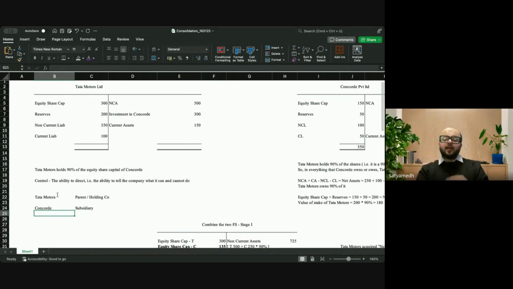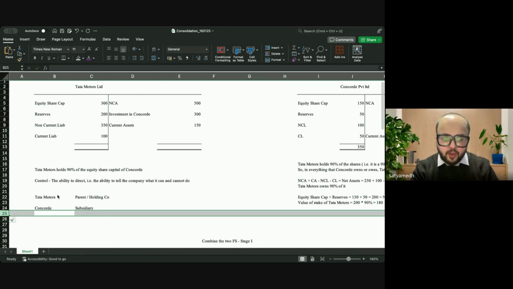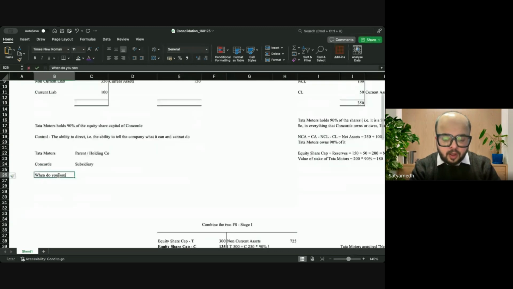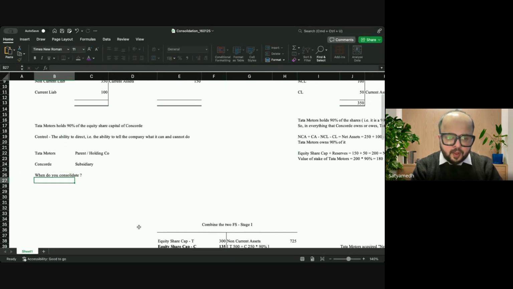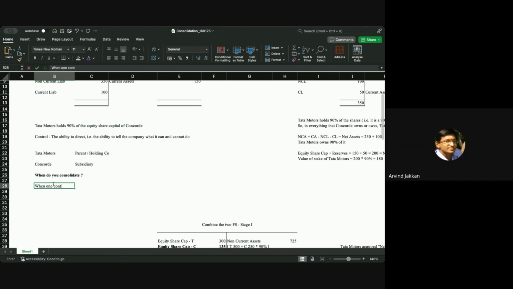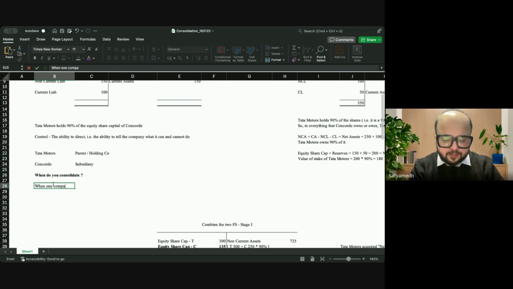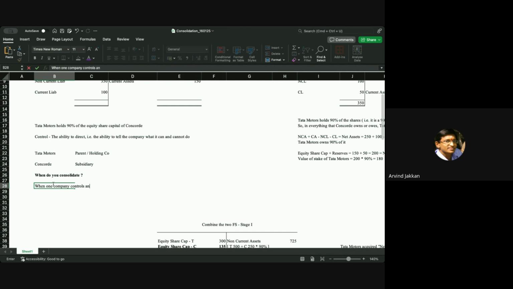And when do you consolidate? Now, it is important to understand that also. When do you consolidate? The answer would be when one company controls another company.